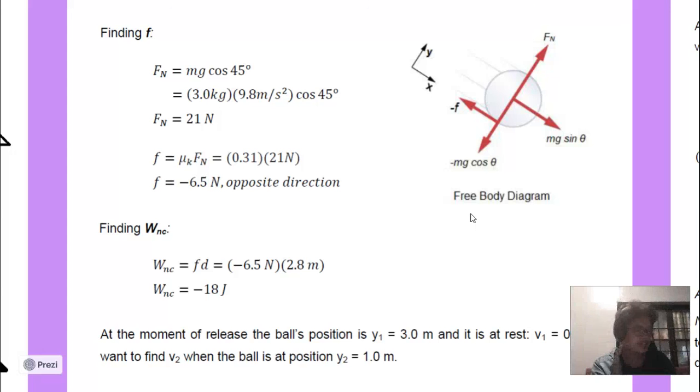At the moment of release, the ball's position is 3 meters and the velocity is 0 kasi at rest, kaya na kanina. Okay, we want to find the final velocity when the ball is at position 1 meter. So, yun ang sinabi natin kanina. Diba?